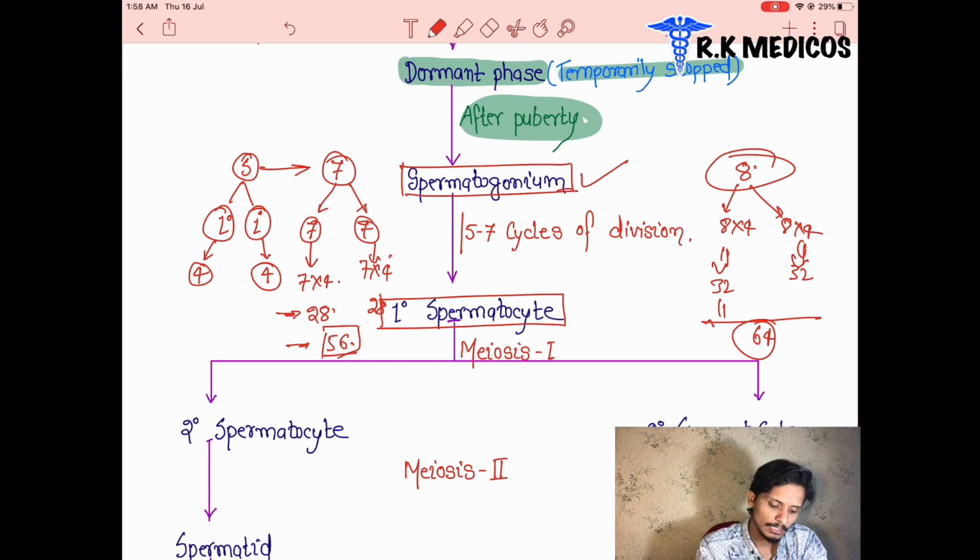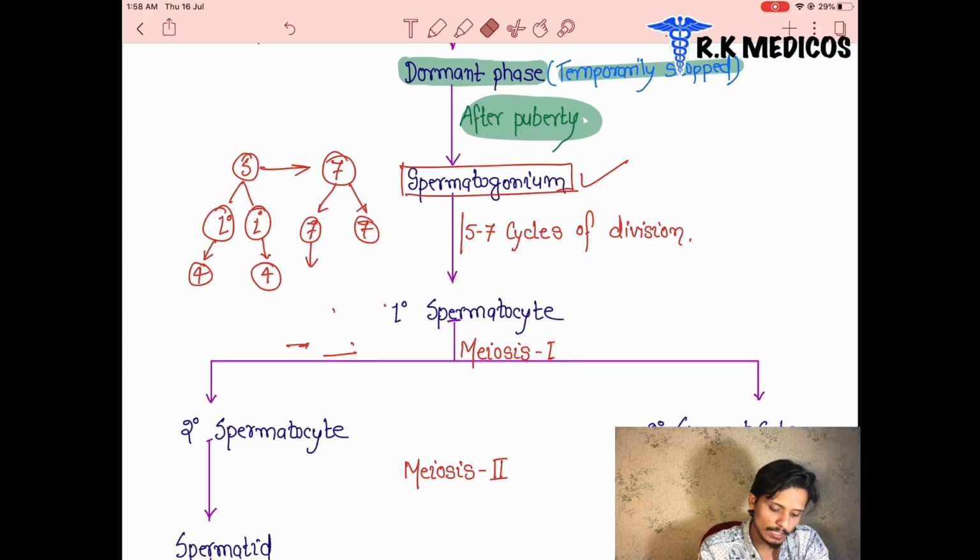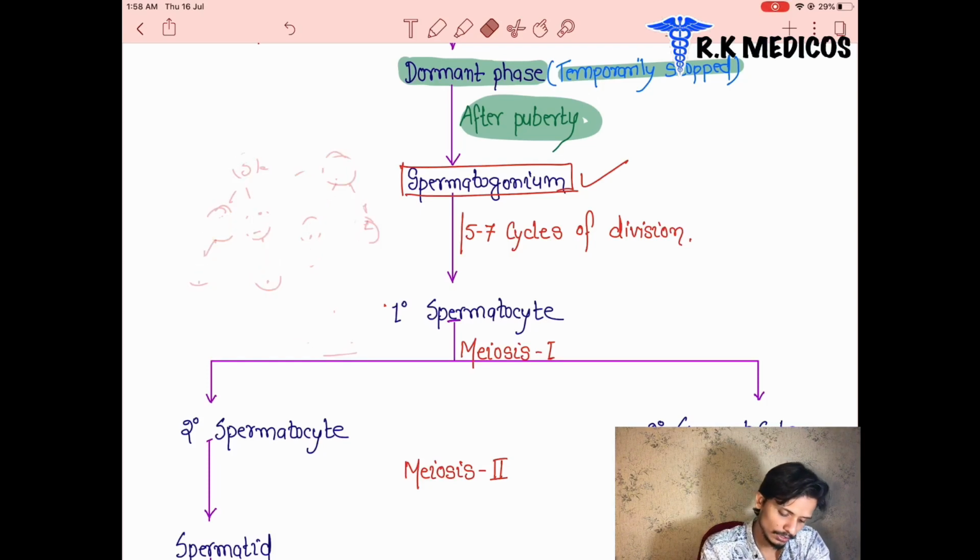You know how to calculate, because one primary spermatocyte produces 4 spermatozoa, the 4 sperm, so you can multiply it. Or we can also learn from here how many cycles are running between the spermatogonium and primary spermatocyte formation. That is the multiplication, and that leads to the formation of the number of spermatozoa.